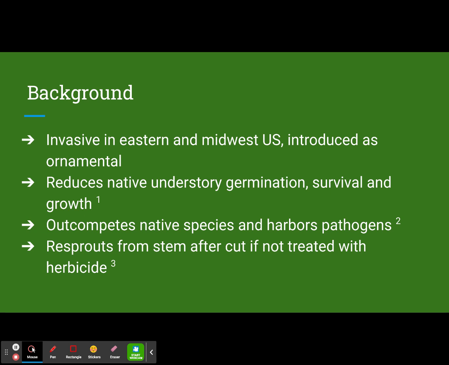Previous studies have shown that buckthorn resprouts from the stem if it's been cut and non-lethally treated with an herbicide. These resprouts actually form an even larger buckthorn plant than the original.